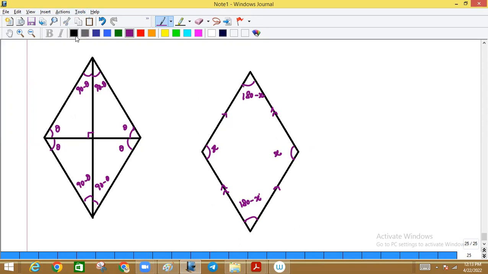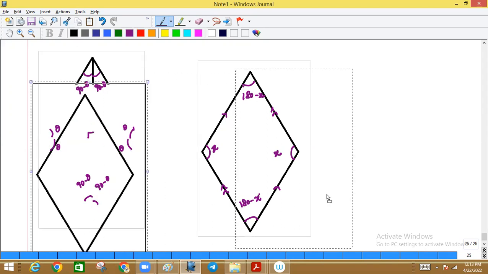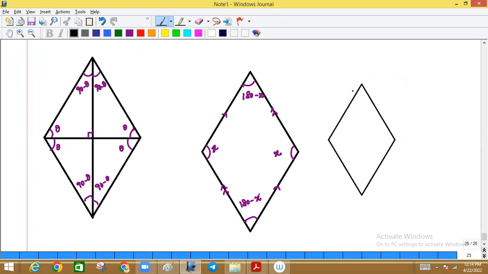Suppose this angle is theta. We know the sides are A and A. This is also A and A. What is the opposite angle here? Theta. Now you tell me. I'm dividing it into two triangles. What is the area of a triangle when two sides and the angle between them are given? It is half AB sine theta. B is also A only. Can I say it is half A square sine theta? Half A square sine theta.